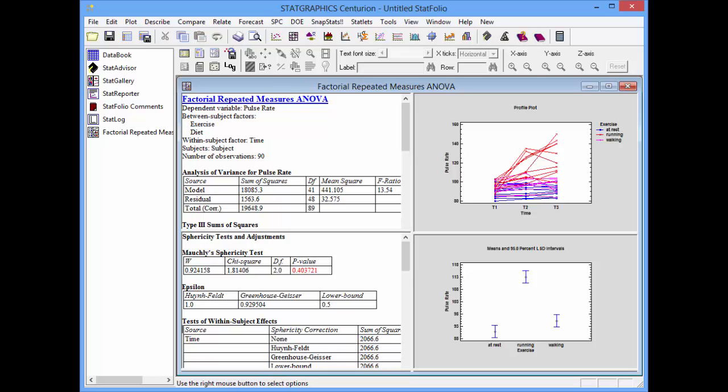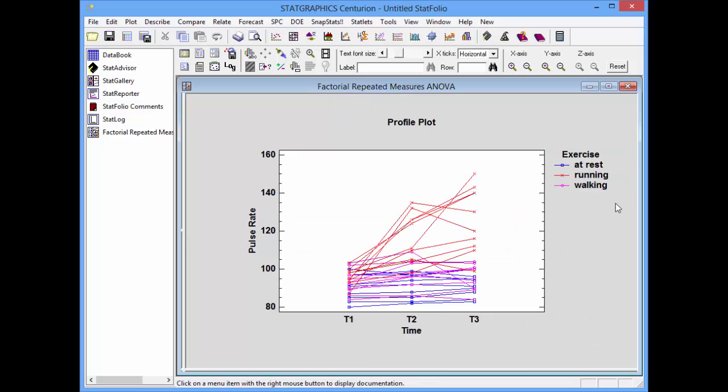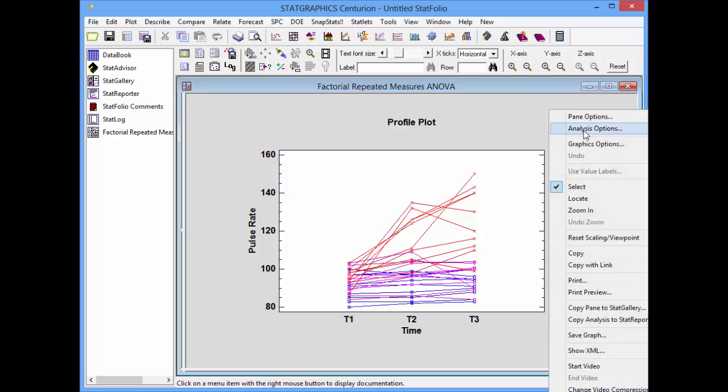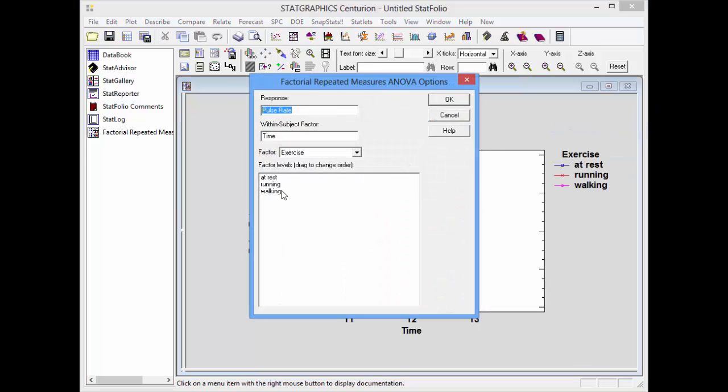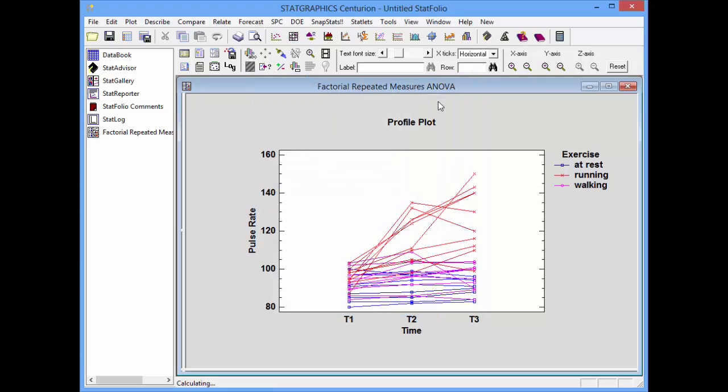The first pane I'm going to look at is the profile plot in the upper right. Here you see each of the measurements plotted versus time and identified by the type of exercise. The order of the exercise at the moment is alphabetical: at rest, running, and walking. If you want to change that order, you can press the right mouse button, go to Analysis Options, and I'm going to take walking, drag it above running, and press OK. That gives me what I would think would be a more logical ordering for the factor.